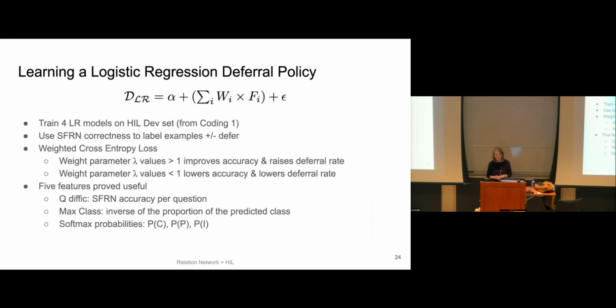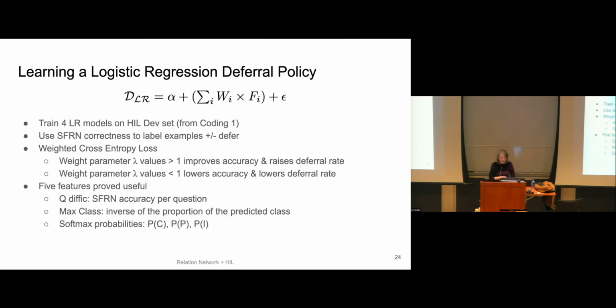So we're going to compare that heuristic policy to our learned logistic regression, which is using the SFRN correctness to be the labels of do we defer or not. And we use weighted cross entropy loss so that we can kind of try to emphasize accuracy more or less. Now, we can't manage the trade-off exactly, because we can't sacrifice accuracy. Well, if accuracy goes up, human effort also goes up.